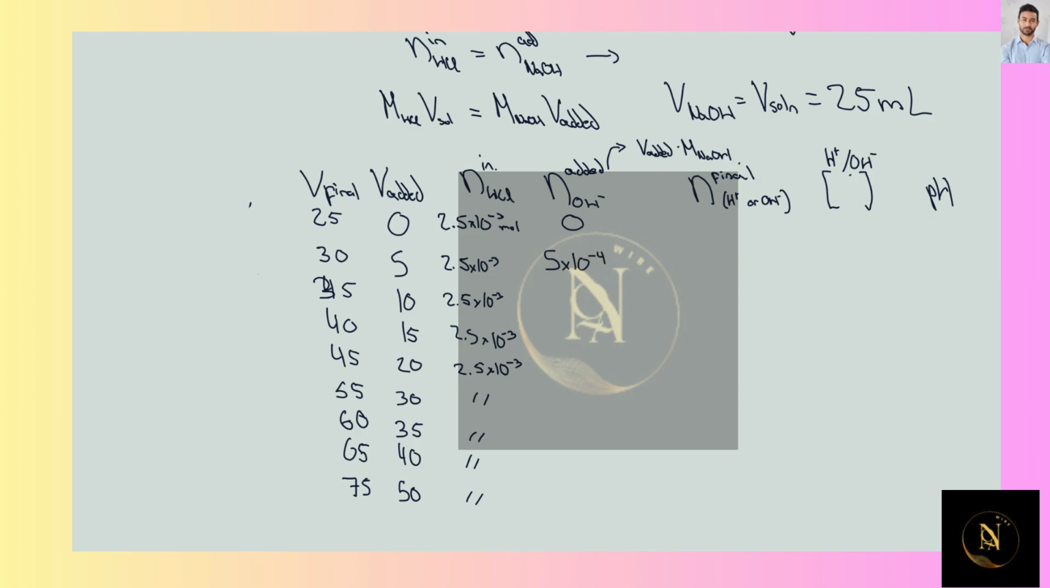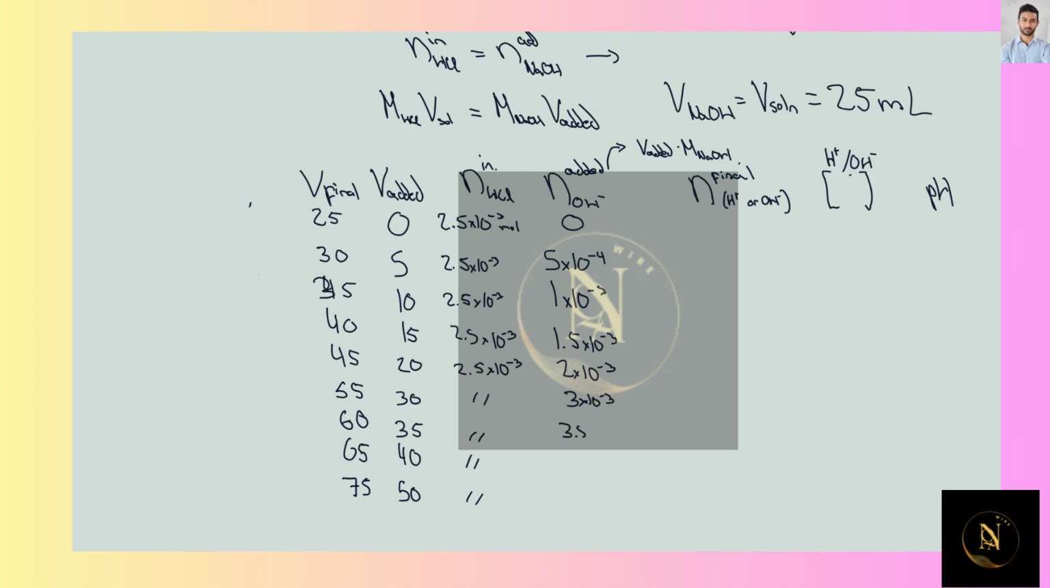Then 1 times 10 to the minus 3. Next up, 1.5 times 10 to the minus 3. Over here, I'm going to get 2 times 10 to the minus 3. On 30, I'm going to have 3 times 10 to the minus 3.